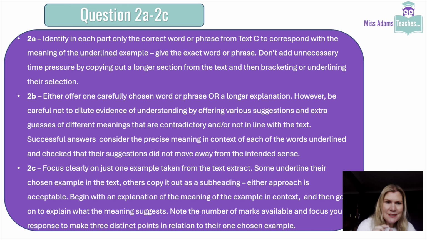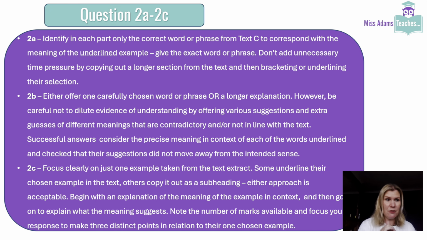Now, 2C is a sneaky one, and a lot of people lose marks on this. So one of the things that the exam board have said specifically is just make sure that you really are focusing on just one example taken from the extract. They've said that it's okay if you identify it by underlining it or by popping it down as a subheading.